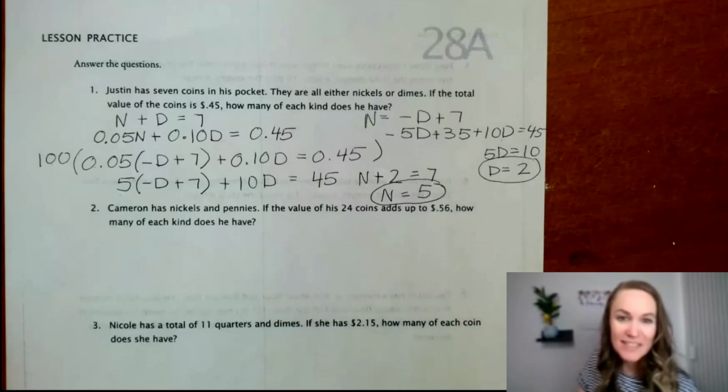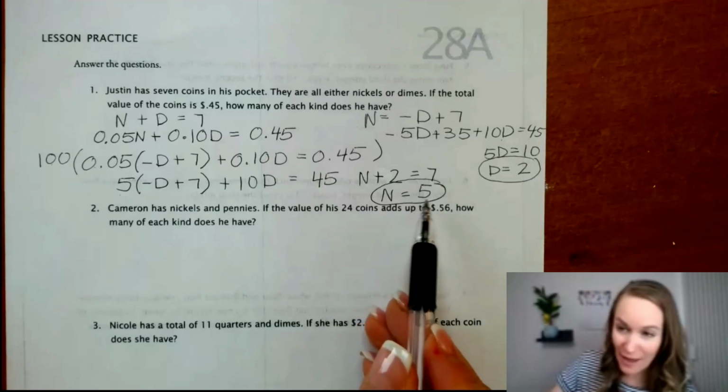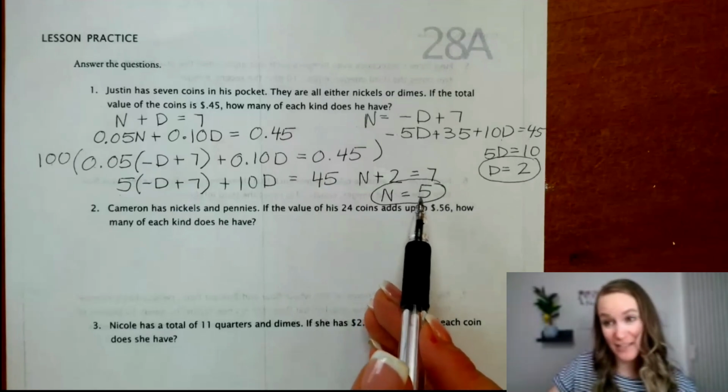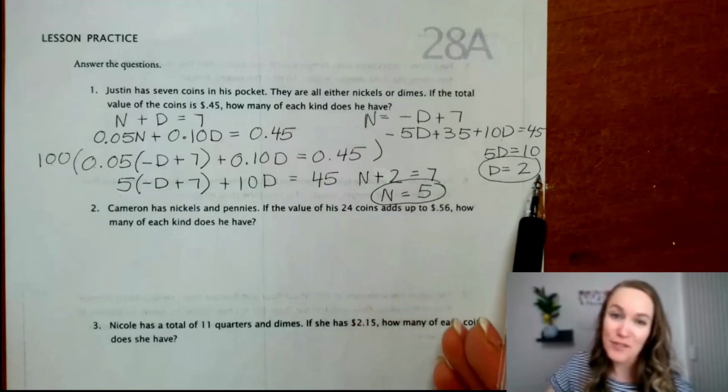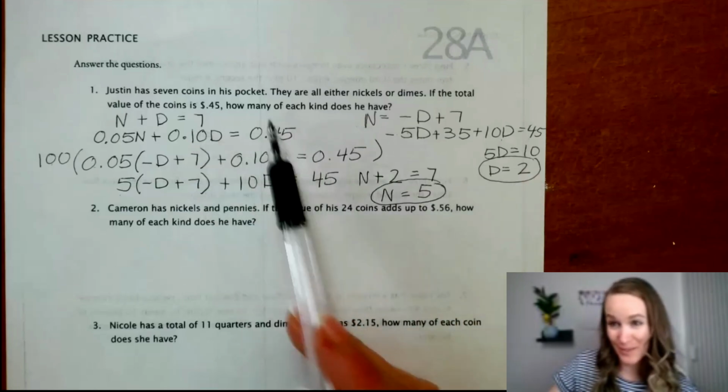All right. So pretty simple, right? And if you wanted to double check, make sure that was right. Nickels are 5 cents. I have 5 of them. It means I have 25 cents. And then I have 2 dimes, so that's 20 cents. So 20 cents plus 25 cents is 45 cents.